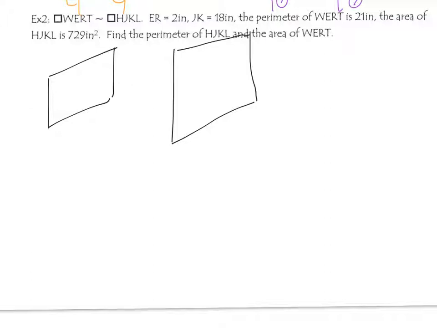So I've got, you're going to start in the same part. So if W is here, H has to match up with it. So we're going to go in the same order. That's really important. So W, E, R, T directly around my shape.